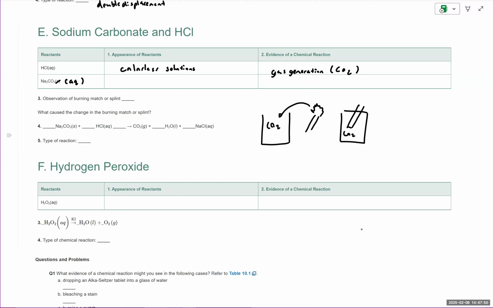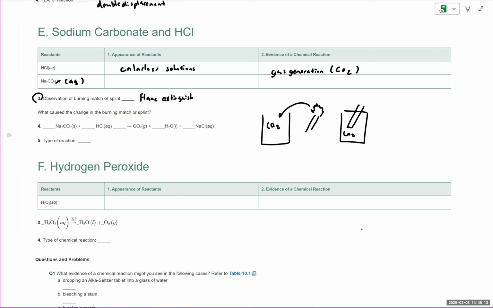We aren't doing the match or splint test in this one, but because we know the gas generated is carbon dioxide, we'd expect the flame to extinguish. You can also leave this section 3 blank because we're not going to do the flame test for this particular lab.